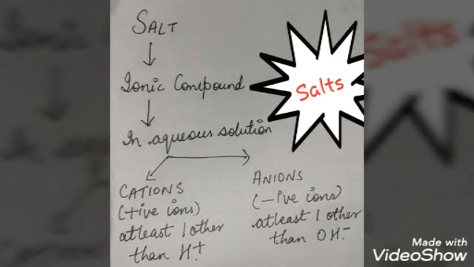See children, a salt is an ionic compound which, when added to water, liberates cations, meaning positive ions, out of which one cation is different from H positive ion, and anions, meaning negative ions, out of which one anion is different from hydroxide, that means OH negative ion. Let us understand this with the help of some examples.